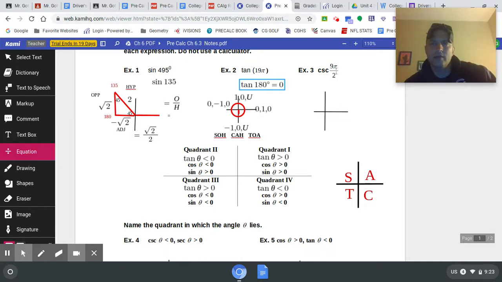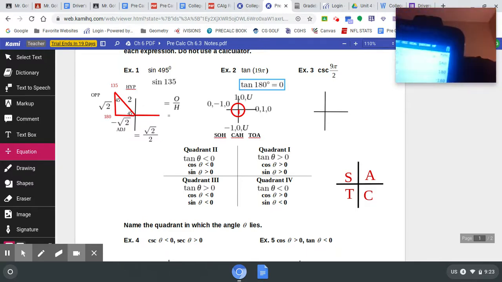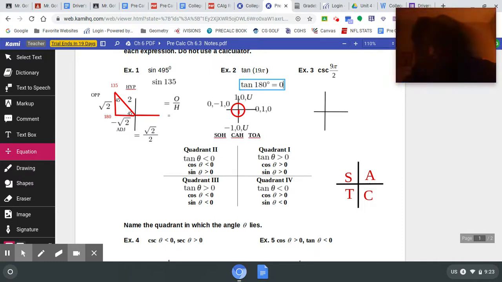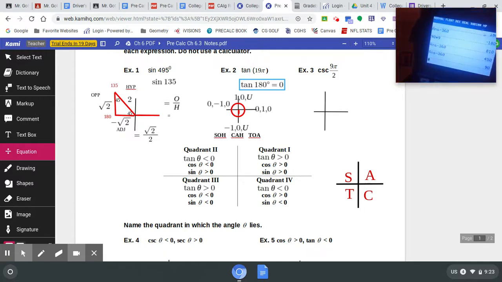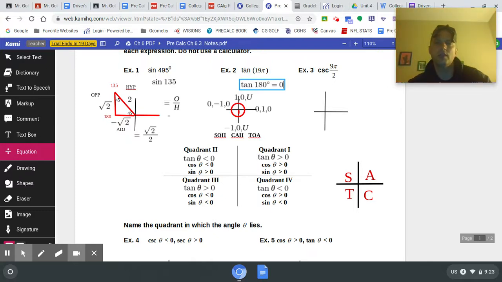I can take 9 pi over 2 and multiply by 180 over pi. The pi's will cancel, and then 180 divided by 2 is 90, and 90 times 9 is 810. Okay, so you get 810. Well, just keep subtracting 360. Subtract 360, 450. Subtract 360, and I got 90. Okay, so the cosecant of 9 pi over 2 is the same thing as the cosecant of 810, which is equal to the cosecant of 90 degrees.